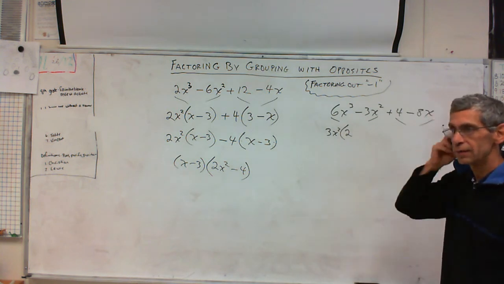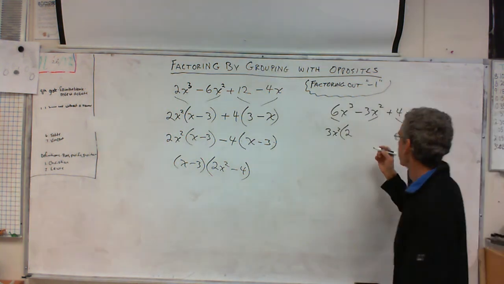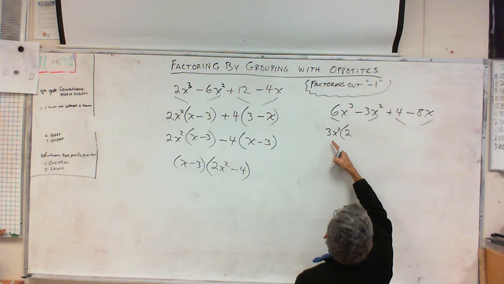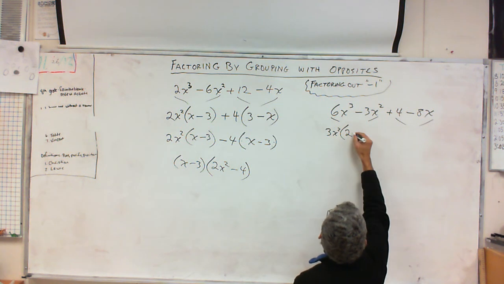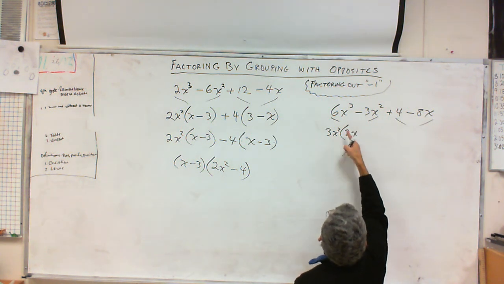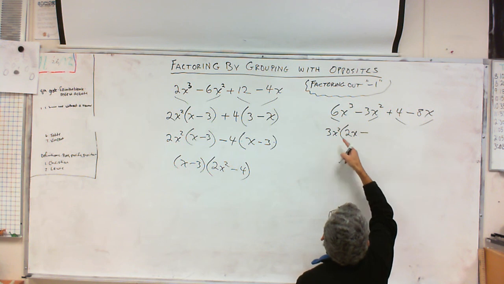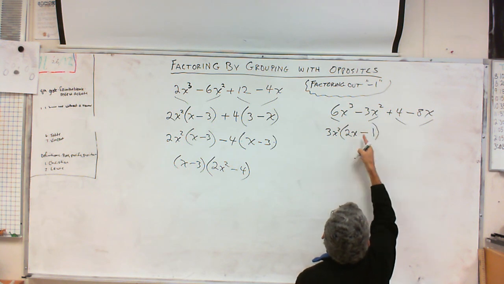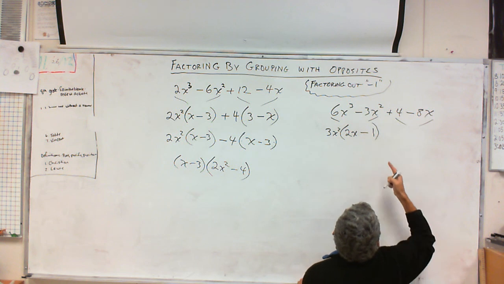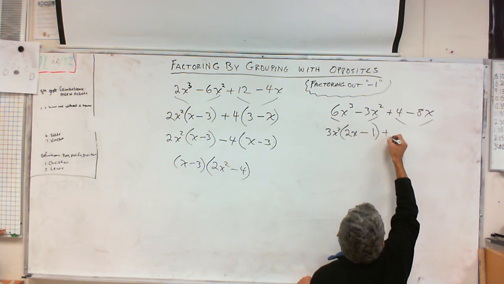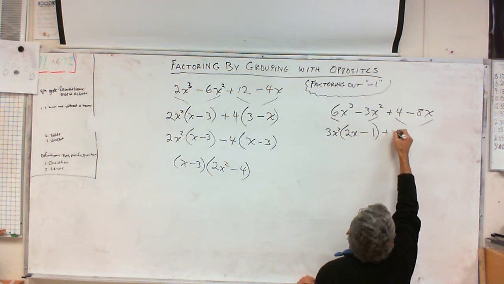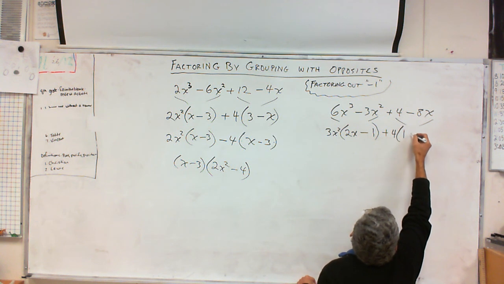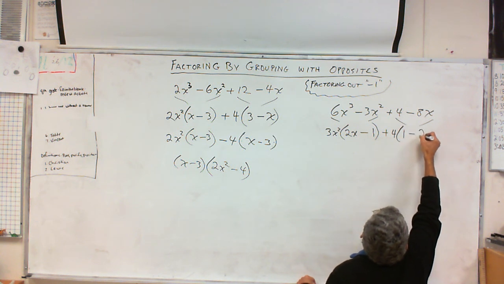I realize I'm always covering it up for you guys. I'm sorry. Maybe if I do this. Yeah. 3x squared, am I right, times 2x would give me 6x squared. Yes. Minus 1. Am I right? 3x squared times 1 is 3x squared. And then plus, now I have 4 goes into both of those. Parentheses, I have 1 minus 2x.